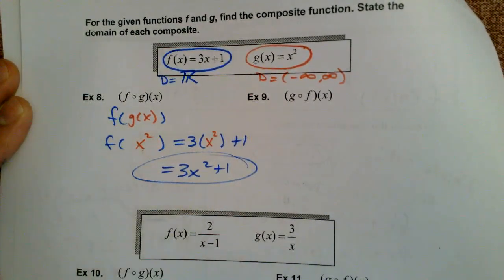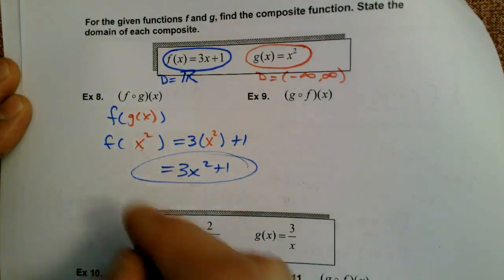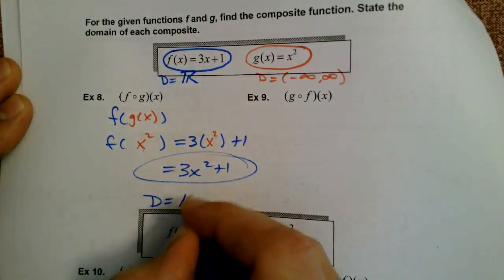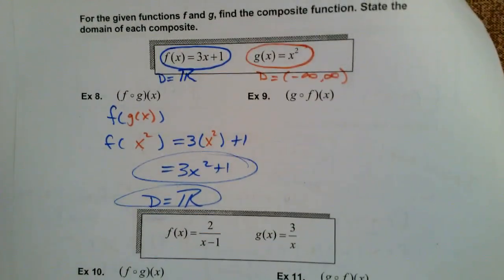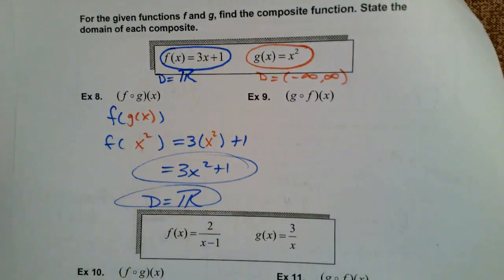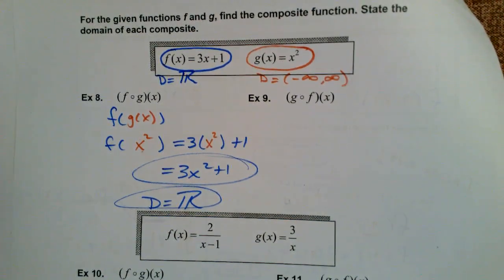Again, when I look at this guy, there is no denominator, there's no square root, so your domain is that fancy R, all real numbers. You've got to be able to give me the domain of that composite. Any questions on how I got 3x squared plus 1 or my domain? Sometimes they're just super easy. So far, so good?